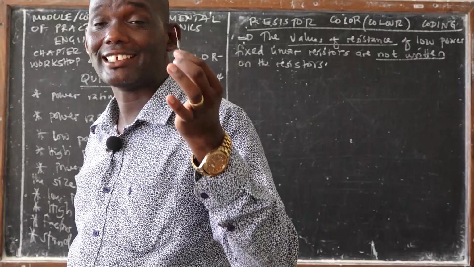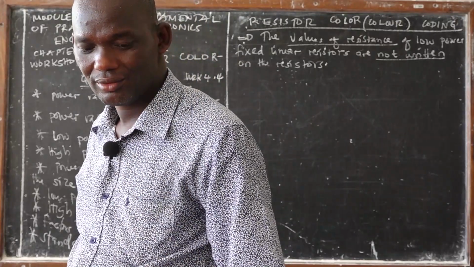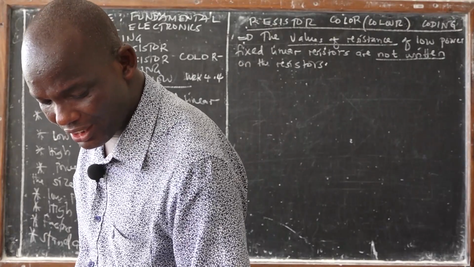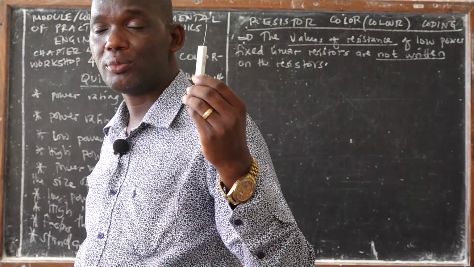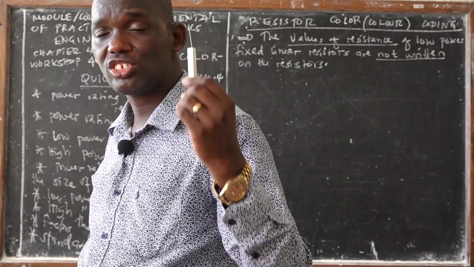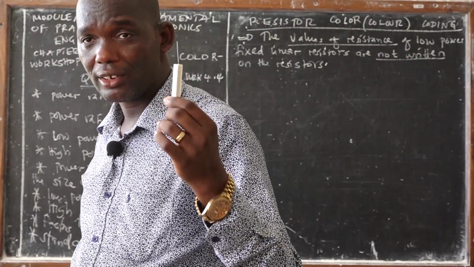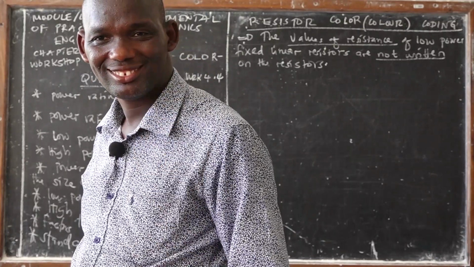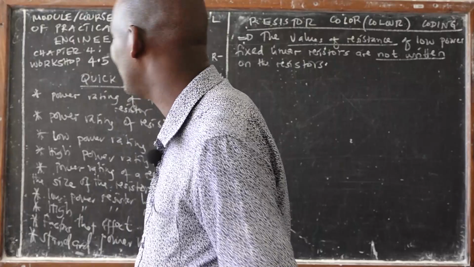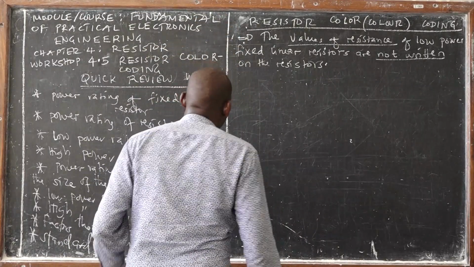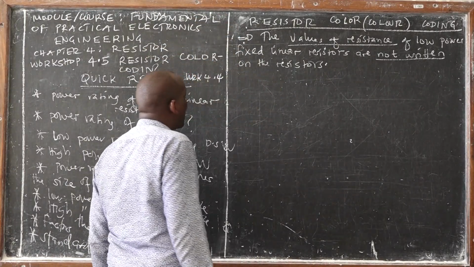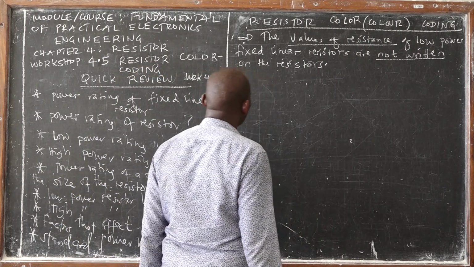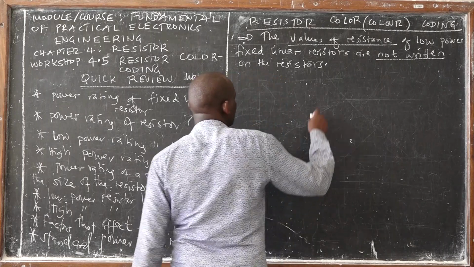And that's why it has a color coding. While in the case of power resistors, you find that they have a label of their measurement parameters, resistance and power. And that's why this power resistor does not have a color code. We'll discuss it in detail. So the values of resistance of low power fixed linear resistors are not written on the resistors.